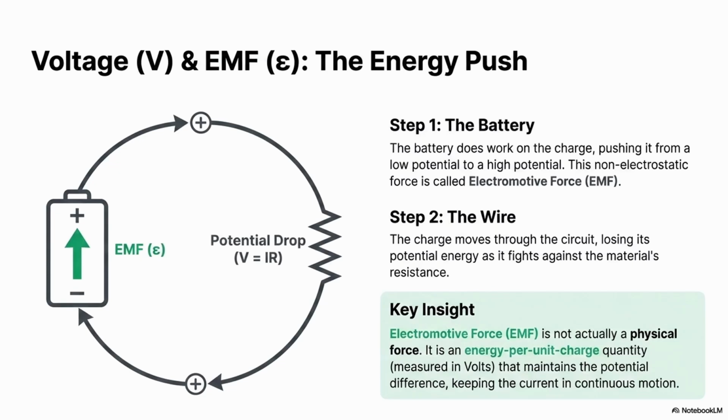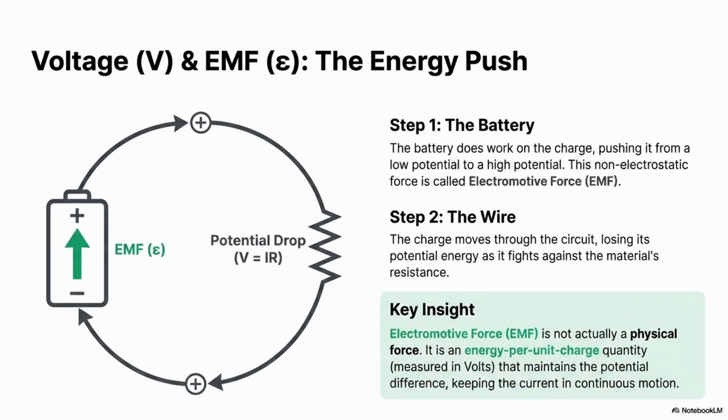Like a ski lift? That is a phenomenal way to picture it. Think of the chemical reactions inside the battery as the motor of a ski lift. It does work on the charge, lifting it from a low potential energy state at the bottom of the mountain to a high potential energy state at the peak. And once the electron gets off the lift at the top, it enters the wire circuit.